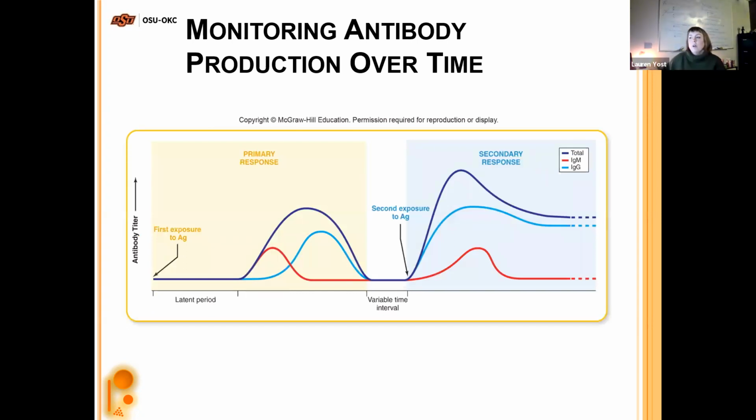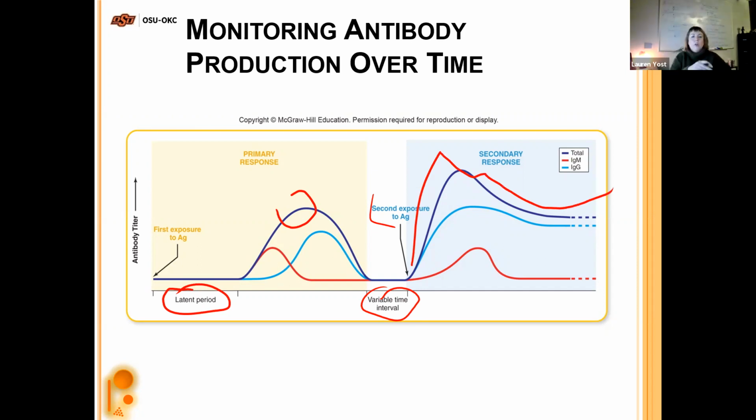So this is a layout of how all of that works. This is your latent period over here on the left. We have our primary response, and this is like the antibody measure over time, so it's just the total one is the dark one. Anyways, so there's that, and then years go by, we see it again, and then it's just like bam, and now we've got IgG, and then we can very quickly clear that infection a little more quickly than last time, but definitely responding much faster.